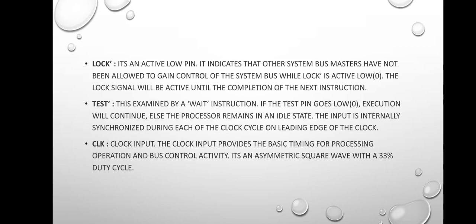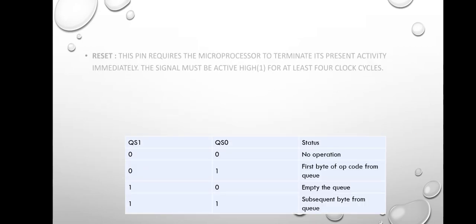And another one is clock input. The clock input provides the basic timing for processor operation and bus control activity, and it is an asymmetric square wave with a 33% duty cycle. This is the clock that we use in the 8086 microprocessor. In the features of the microprocessor, we already learnt about this. For the 8086 microprocessor, we have to apply a 5 MHz clock frequency.